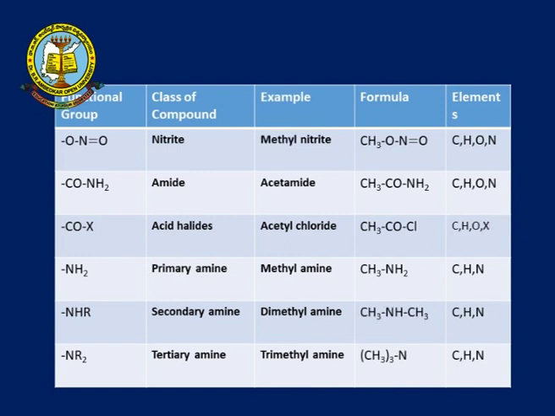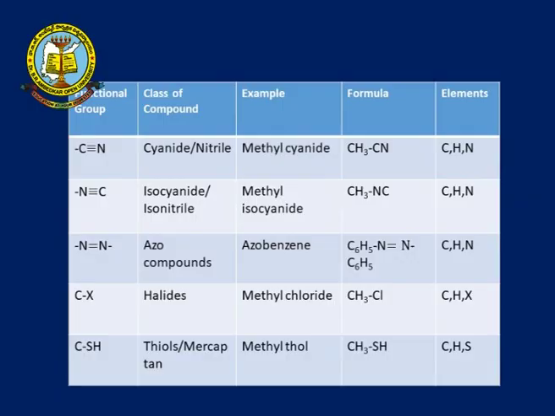If an NHR group is there, it is referred to as a secondary amine, and NR2 refers to the tertiary amine functional group and the compounds are known as tertiary amines. Then the CN group is known as the cyano group or a nitrile group. The NC group is known as isocyanide or isonitrile and the compounds are known as alkyl isocyanides. Similarly, the N2 group is known as the azo group and the compounds are generally known as azobenzenes.